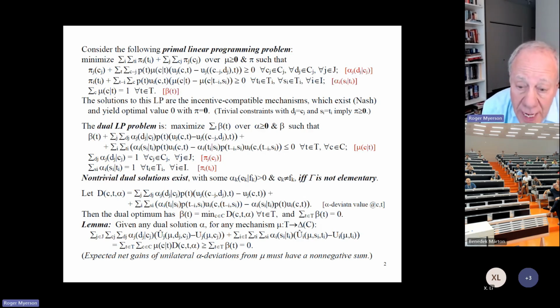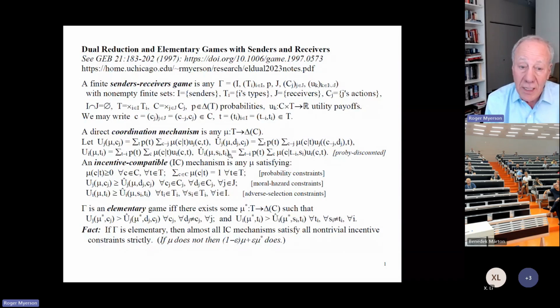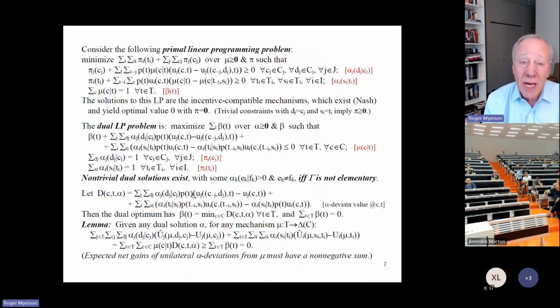So now let's start doing dual analysis. Let's learn to do something with the dual variables. I'm of the old generation where we used to study and teach linear programming all the time, and it's good for you. So let's write down a linear programming problem. All of those incentive constraints are linear in the vector of probabilities that the mu mechanism is, and the probability constraints are obviously linear. So we could just write down maximize 0 subject to those constraints, and you've got a linear programming problem.